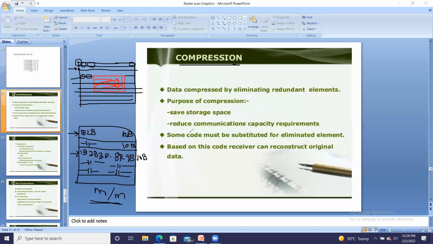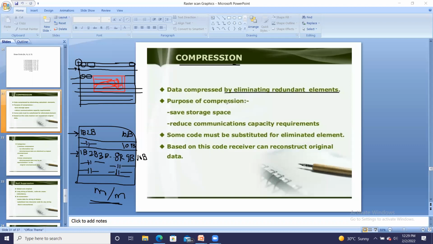So let us learn the compression first. The data is compressed by eliminating redundant elements. So compression is nothing but reducing the data by eliminating the redundant elements. Redundant means what? Multiple occurrences, that is copies. So if redundancy, that is copies, are there of any data, we are going to eliminate them, and then we are able to compress the data.